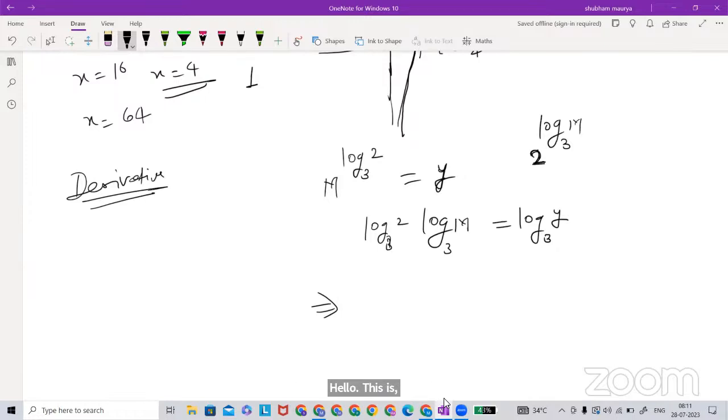So now next is what we can do. If we take log here, this is log 3, and then both sides we took the log. Now this is log. Just a minute.